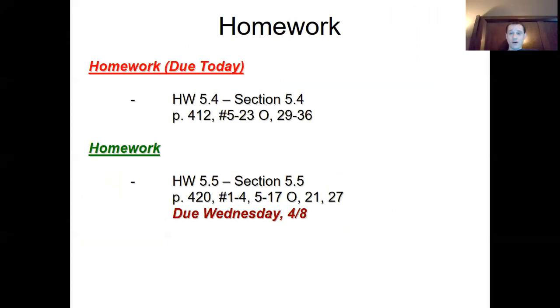Homework 5.4. The class has officially started this week. Anything up through and including 5.4, I will take to the end of the week. After that, it's officially counted late because we are not on high school time, we're on college time. This is a college course.